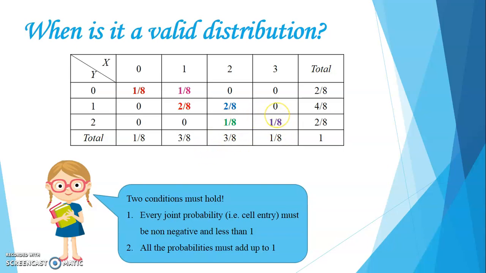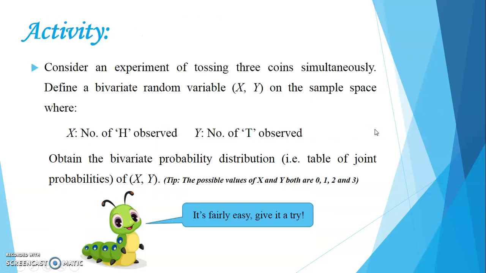So I guess all of you must be clear with the concept, at least the concept as of now. What we are doing is we are considering two variables at a time. So let us get on to an activity. This is fairly simple. I think all of you should give it a try. You will definitely be able to do this.